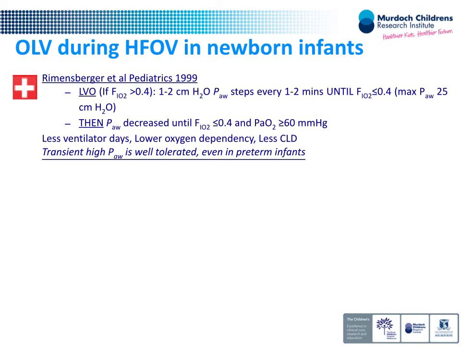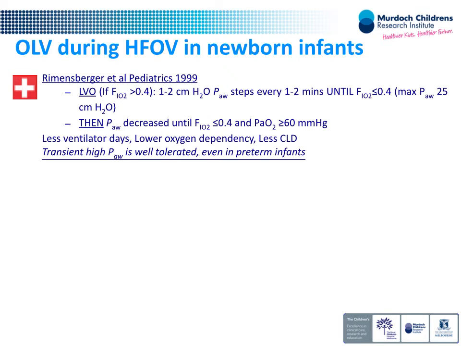ventilated babies, this lung volume optimisation or open lung approach, where if the baby was in more than 40% oxygen pre-surfactant, that being their criteria for giving surfactant, they would first intention oscillate with 1 to 2 centimetre water steps every couple of minutes until they either got to an FiO2 less than 40%, 0.4, or a maximum mean airway pressure of 25. So they wouldn't go over 25. They then decreased until they found the lowest mean airway pressure that maintained that FiO2 benefit.